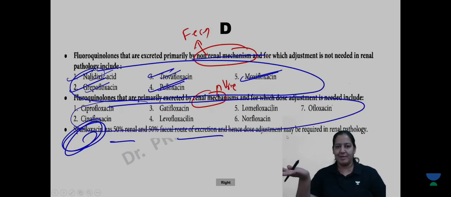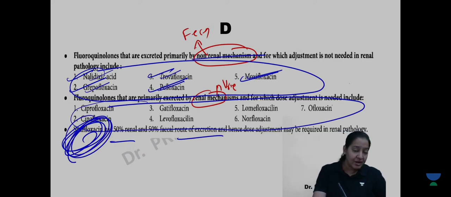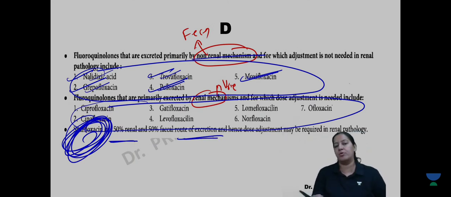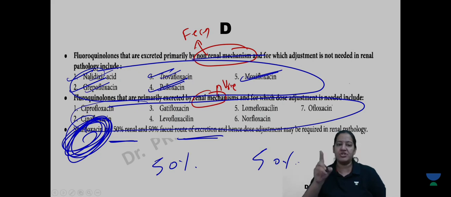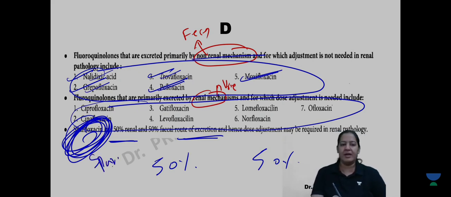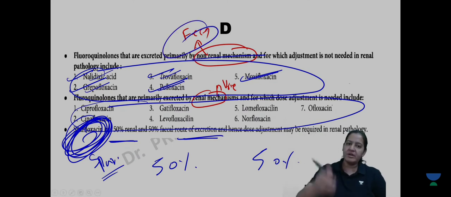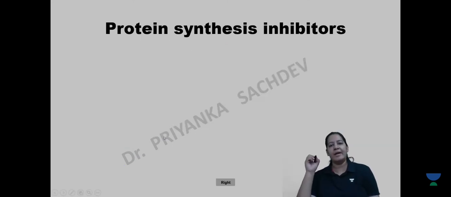You never know which question can come next. But Spar you have to remember separately because it is 50-50% both. So Spar is 50% feces, 50% renal. It is a unique drug in excretion. Sparfloxacin, so remember that. And it's better if you can also do this distribution, which of them are in non-renal and which of them are in renal. You got my point. So try it out. So I am done.